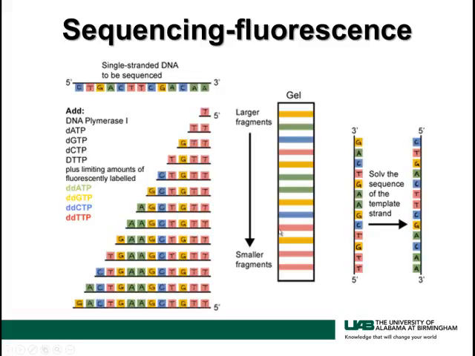And so when you run this out on a gel, the first one that's going to come off is the T, right? Second one that's going to come off is the T. Next one that's going to come off is a G. Next one that's going to come off is another T, and then C, and so forth. And that's how the machine reads it based on the fluorescence. And so that's the use of DNA polymerase I in sequencing.